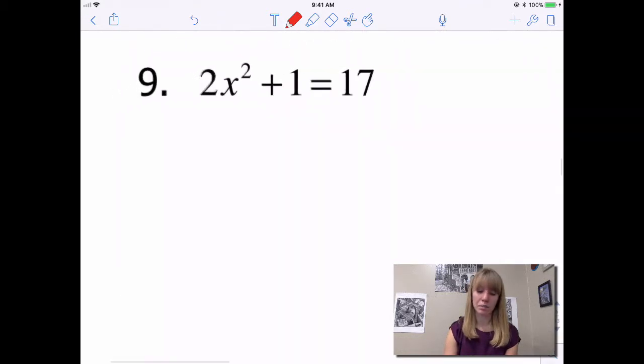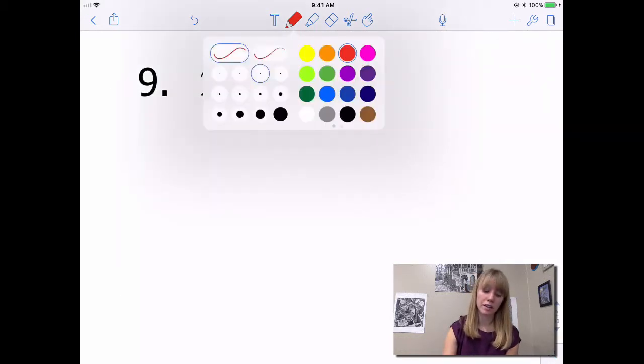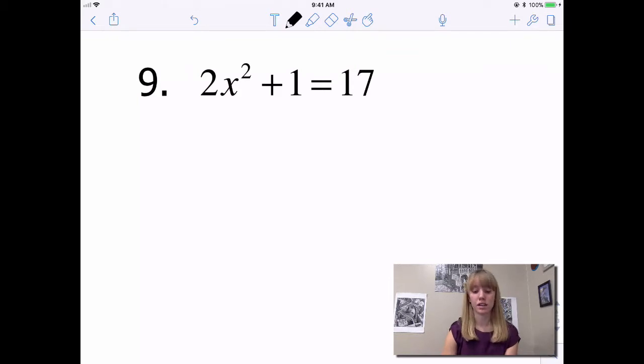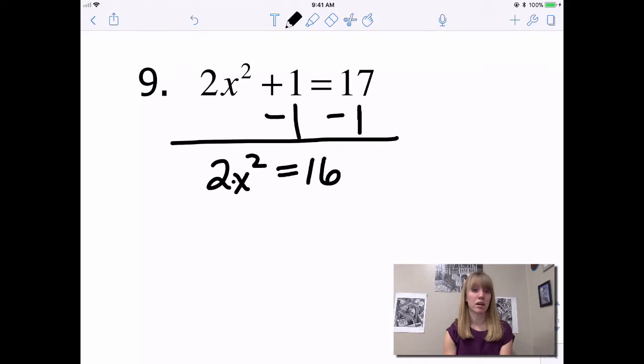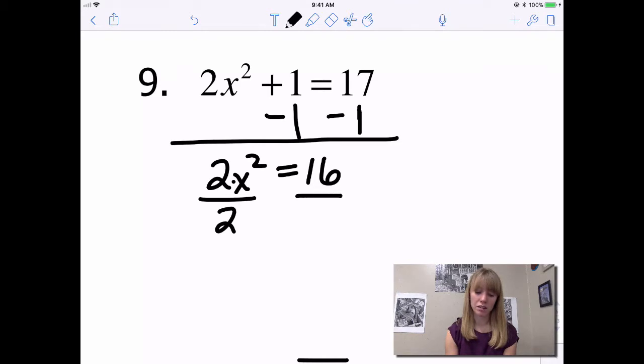So let's see what that looks like on number 9. I have 2x squared plus 1 is equal to 17. PEMDAS backwards says the first thing I've got to do is deal with things that are added or subtracted. I have a plus 1. The opposite of a positive 1 is negative 1, so I subtract 1 from both sides. And we get 2x squared is equal to 16. Okay, now we have something multiplied, so keep going up PEMDAS backwards. The opposite of multiplying is dividing, so I'll divide both sides by 2. X squared is equal to 8.